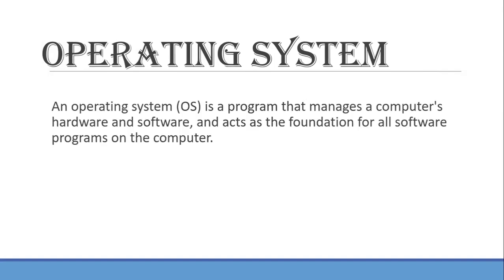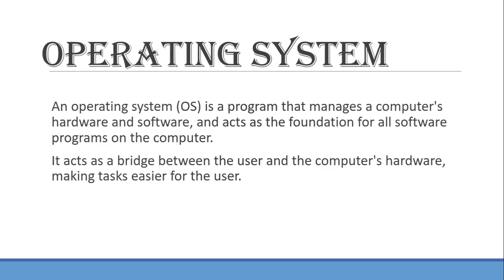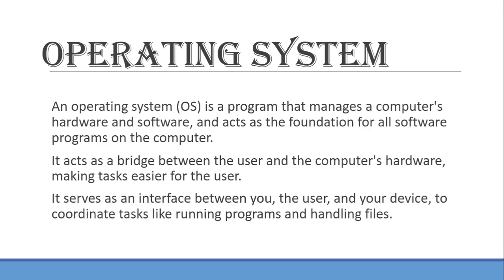Before moving forward, we have to just give a recap of the operating system. An operating system is a program that manages a computer's hardware and software and acts as the foundation for all software programs on the computer. It acts as a bridge between the user and the computer's hardware, making tasks easier for the user. It serves as an interface between you, the user, and your device to coordinate tasks like running programs and handling files. So friends, operating system is a type of program. It is software that is a must for your computer system. Why is it necessary? Because it serves as a bridge or interface, right, between the user and the device.